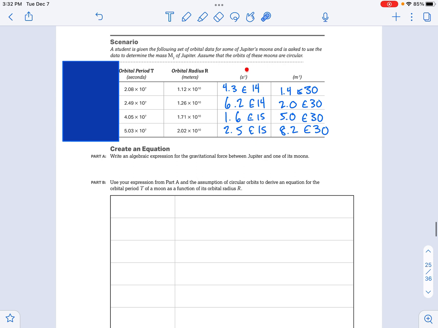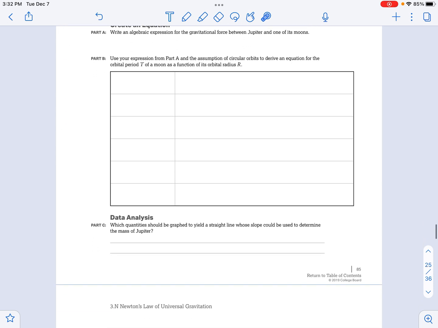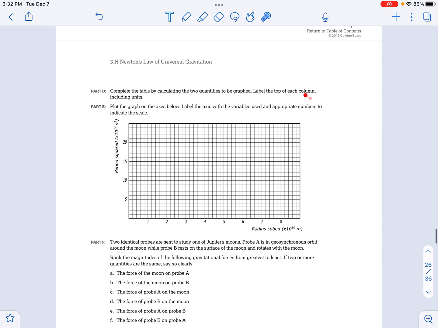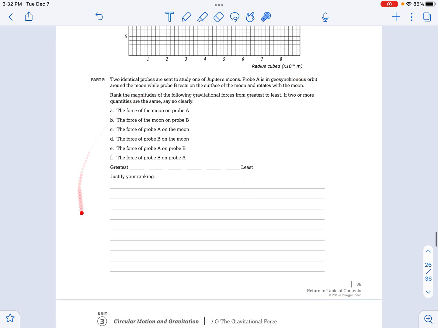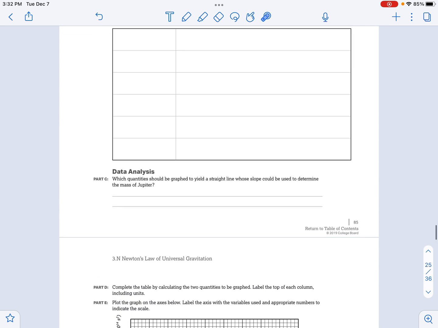Now, in this particular worksheet, they just told you to do things, but I'll tell you why they told us to do those things. And then you have to graph things in order to get a straight line. And then you figure something out based on the question. Okay? So let's get started.